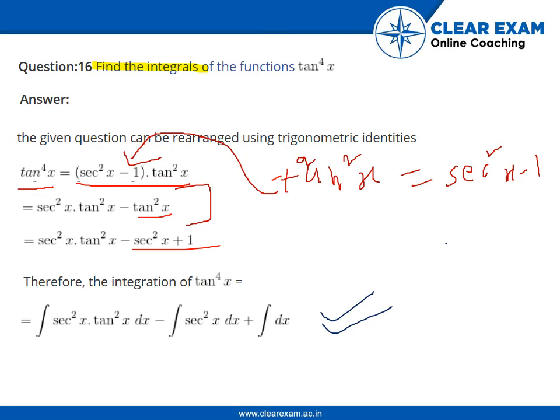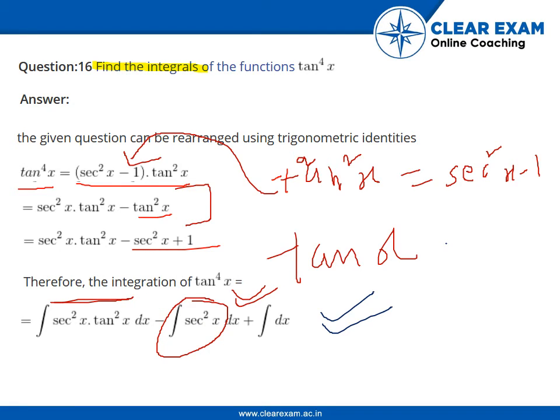Now this integration is pretty easy. We already know that the integration of sec square x is tan x. This one is standard, so this part is solved. How do we approach this other part of the integration?